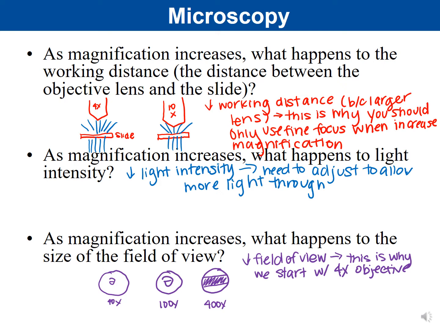So notice that magnification is inversely related to all of these other things, meaning as magnification increases, working distance decreases, light intensity decreases, field of view decreases. They're all inversely related.